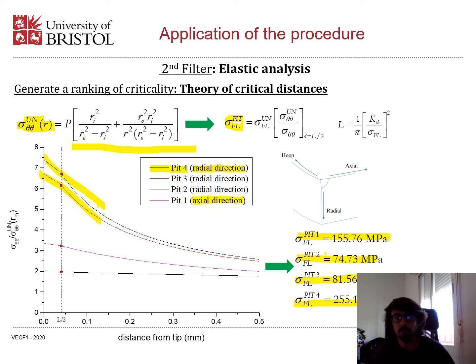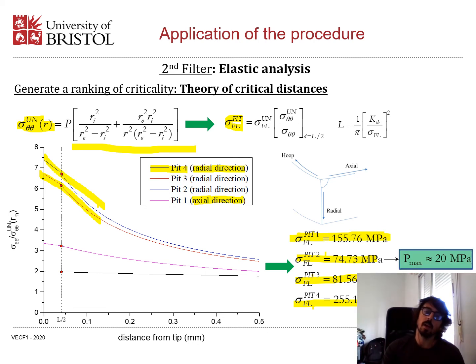pit 2, pit 3, and pit 4, and we found out that pit 2, of course, and pit 3 were the most critical ones. So you don't need to do this calculation to evaluate that, because that was pretty evident from the stress fields. But in any case, it's also useful to have a stress range value that you can then link up to the operating conditions. In this case, the value of P used here was the maximum allowable pressure, which was 20 megapascals.